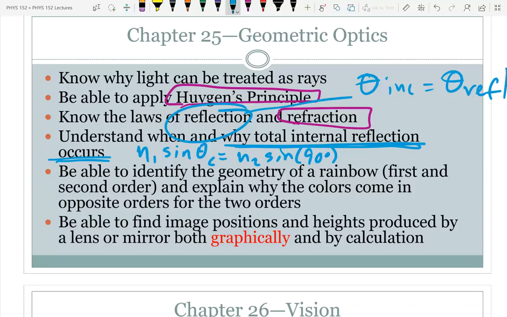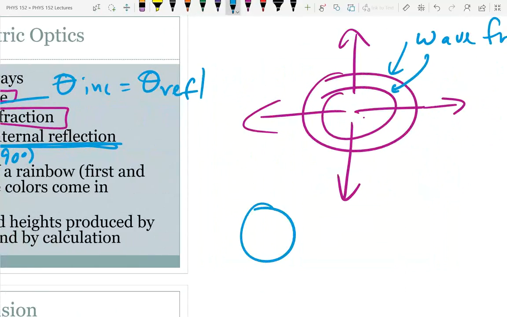Okay, be able to identify the geometry of a rainbow. Rainbows, we have droplets in air. For the first order bow, light comes in, different colors are separated because of dispersion. Dispersion is that you have a different speed of light for different colors. So because you have different speed of light, you have a different index of refraction, thus you have a different refraction angle. So the light is spread out. You have one reflection, comes like this.